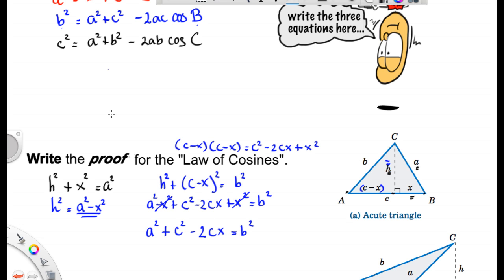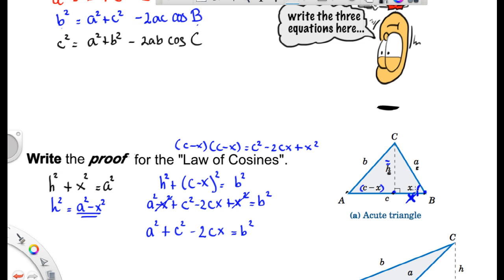A squared plus c squared. I got a squared and c squared, minus 2 and then a c, so minus 2c, and then I have an x here. So somehow I need to get rid of this x. This x is the side from here to here. I'm actually going to put it over here for now.